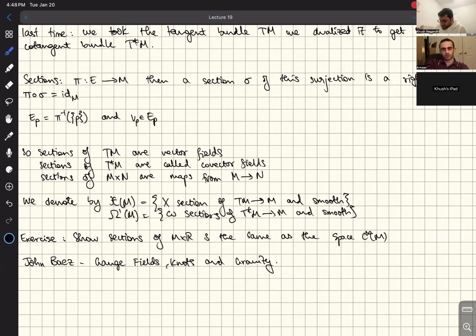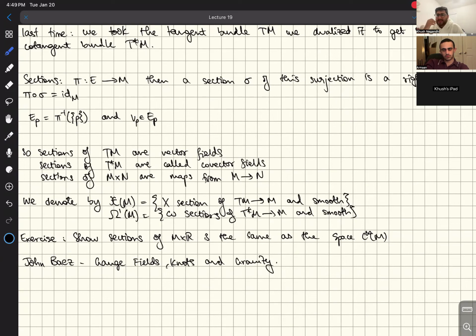With covector fields, vector fields are easy to visualize, right? Because you've worked with vector fields a lot, even if you didn't know you were working with vector fields, like in an E&M class, for example, right? So you have a lot of intuition about what a vector field is.